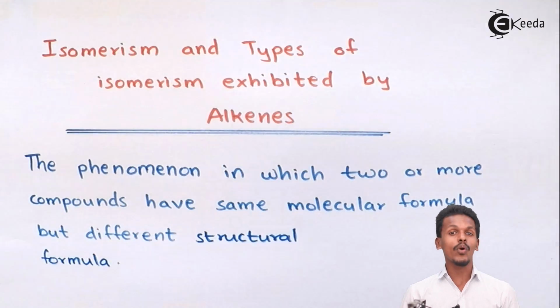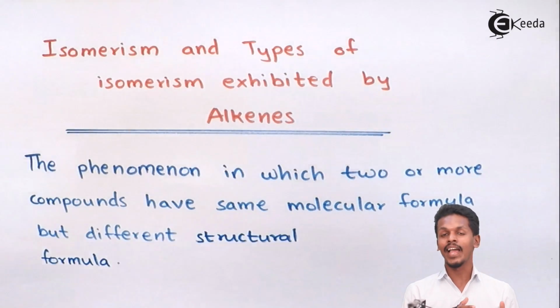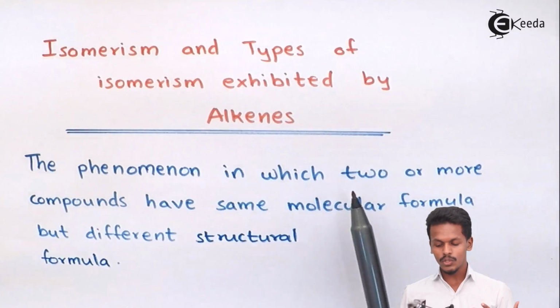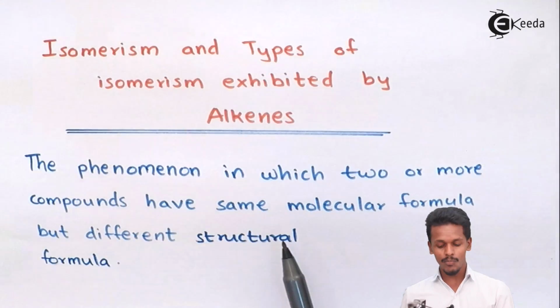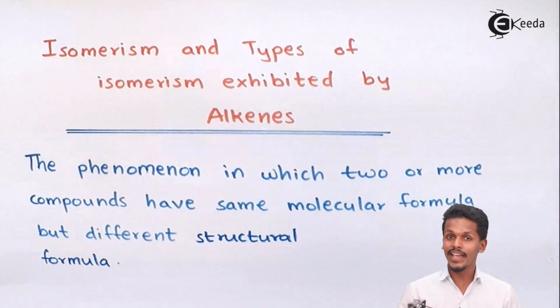Before understanding what the different types of isomerism shown by the alkenes are, it is essential for us to understand what isomers actually are. So let us understand what isomerism is. The phenomenon in which two or more compounds have the same molecular formula but different structural formula is known as isomerism, and the compounds showing this property are known as isomers.